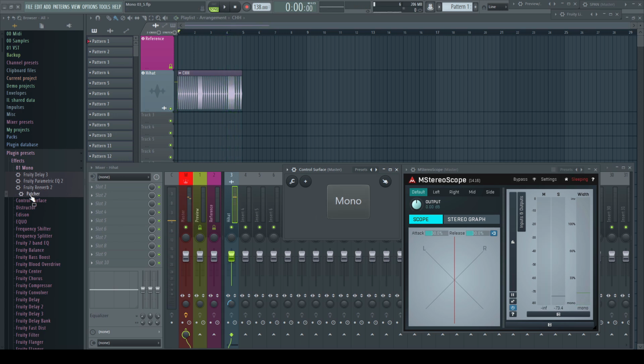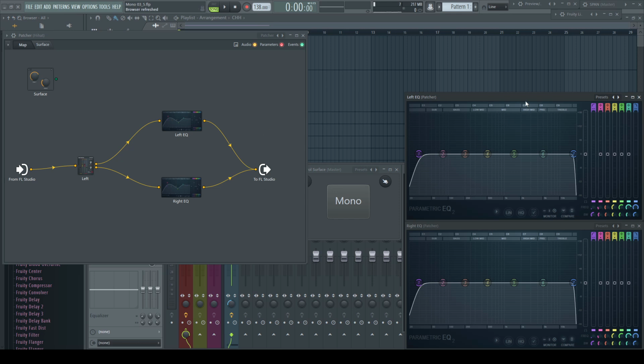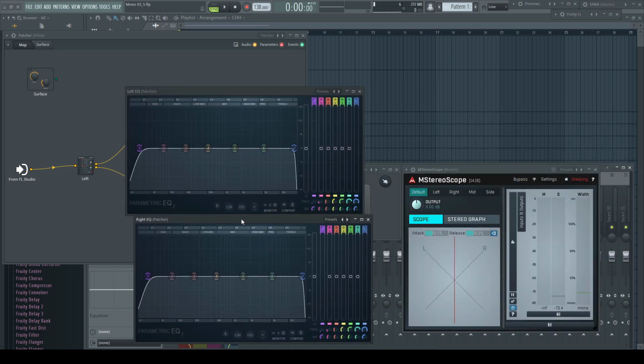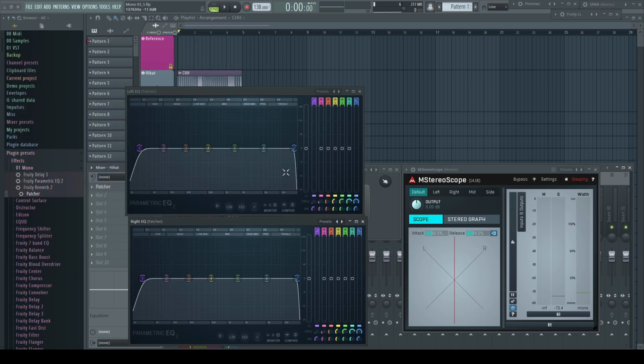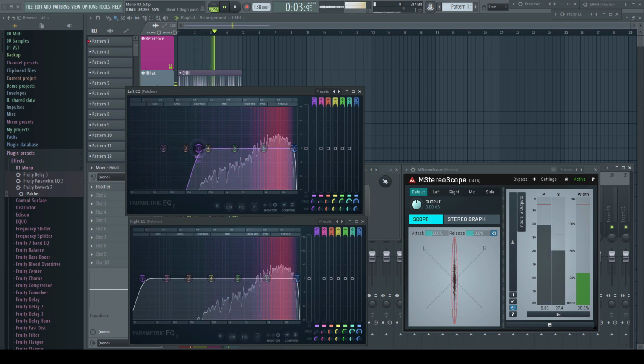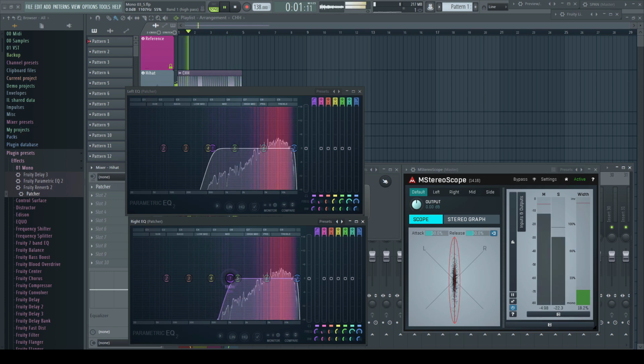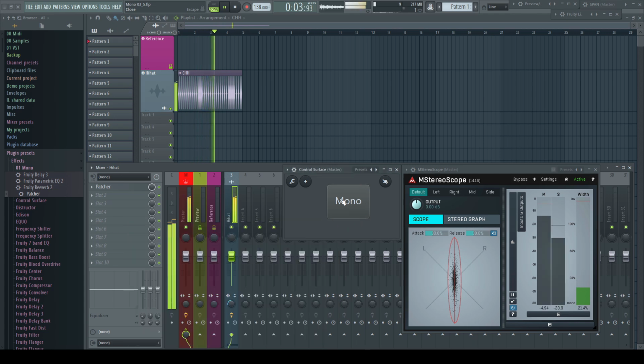I insert my left-right EQ patcher preset on this hi-hat line and use the high-pass filters at different frequencies to create phase shifts between the left and the right channel. As you can see on the goniometer, the signal already got wider. This isn't as impressive a result as with the Haas effect, but as the phase shift just happens in a smaller range of the signal, this method is quite mono compatible from the very start.